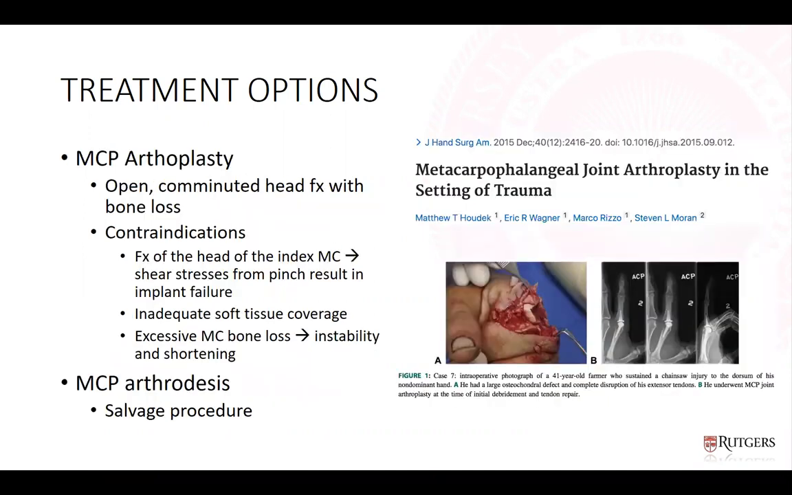Metacarpal arthroplasty can be considered in open fractures and particularly in comminuted fractures with significant bone loss. General contraindications are fractures of the index metacarpal, inadequate soft tissue coverage, or extreme bone loss. While these procedures can be successful in the appropriate situation, they do have a high complication rate, including late failure, delayed infection, implant fracture, synovitis, and stiffness. MP arthrodesis is an option, but really it's only a salvage procedure.